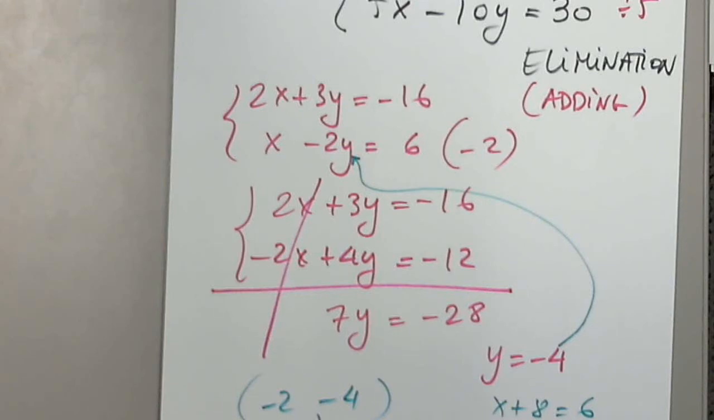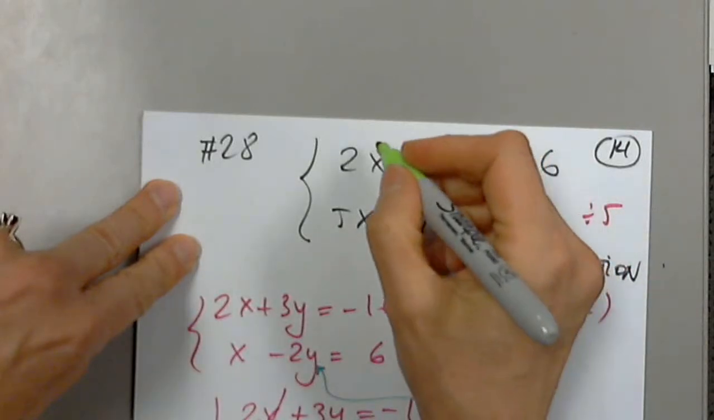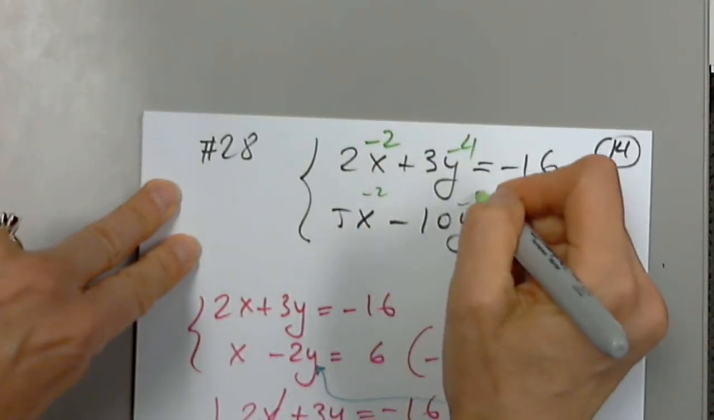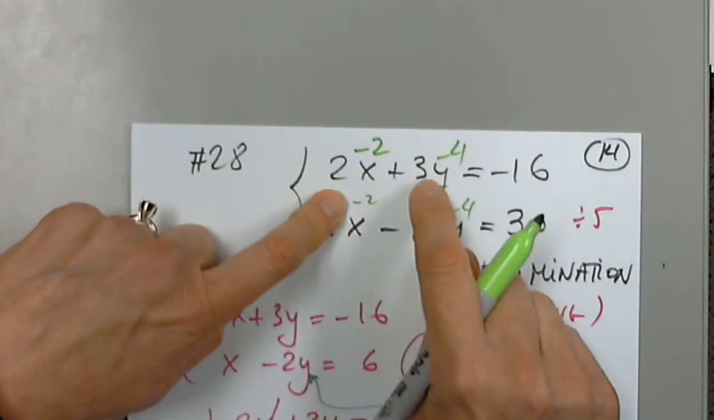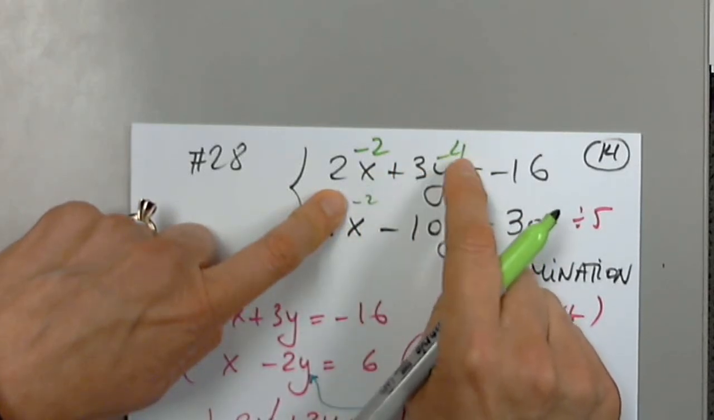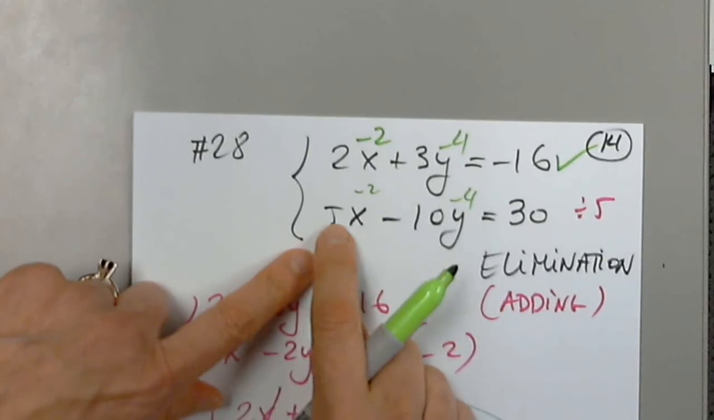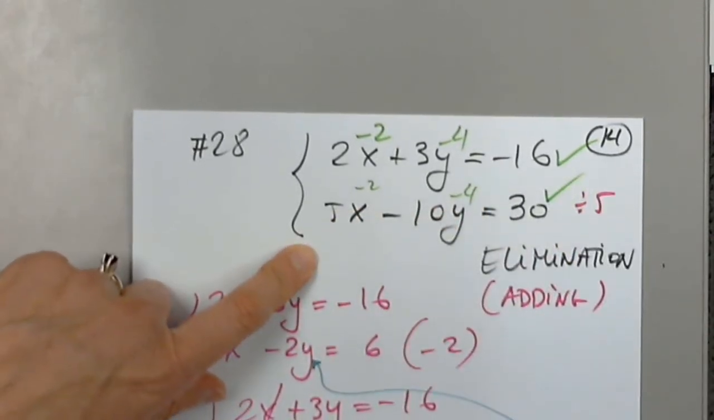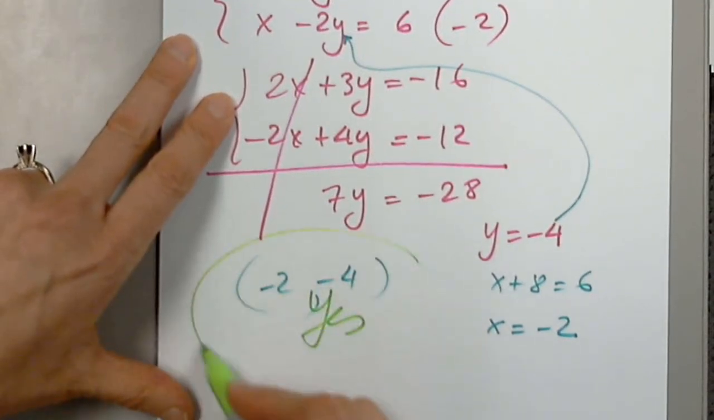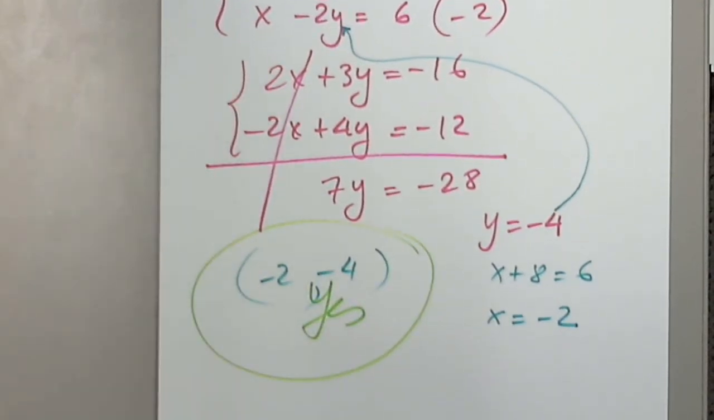So I go back now to the original problem and check. Negative 2, negative 4. 2 times negative 2, negative 4. 3 times negative 4, negative 12. Yes. Negative 10 plus 40, 30. Yes. So I will say definitely yes, and no one can find another.